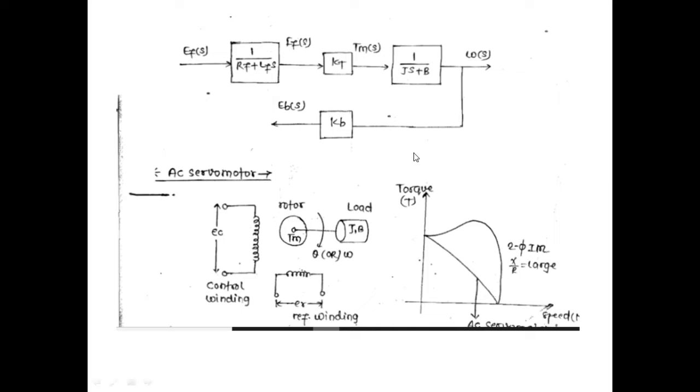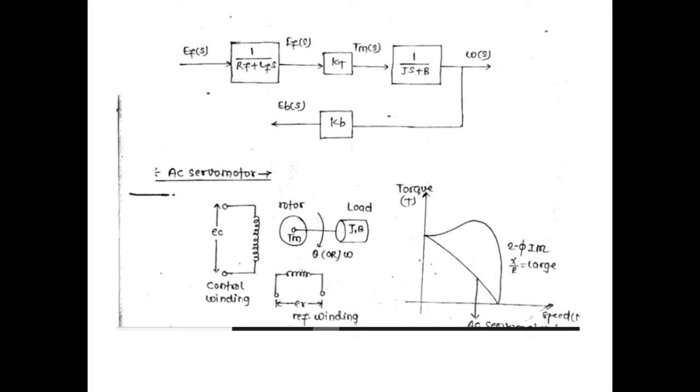So the block diagram says you apply a field voltage to the field winding, and this is the equation which is responsible for Kirchhoff's voltage law. That is, if we divide the voltage by the drop, we get the current, that is the field current. Field current multiplied by the torque constant gives the torque. Torque multiplied by 1 by Js plus B from the electromechanical equation gives the omega. And omega when multiplied by the constant gives the back EMF. So we can say that this is a block diagram of a field controlled DC servo motor.